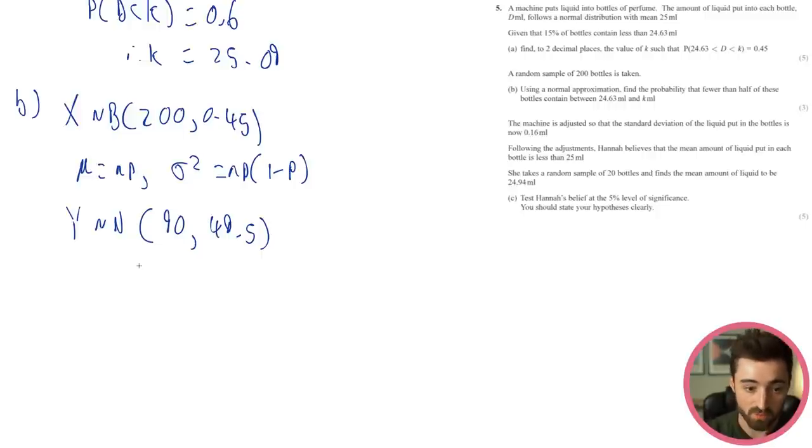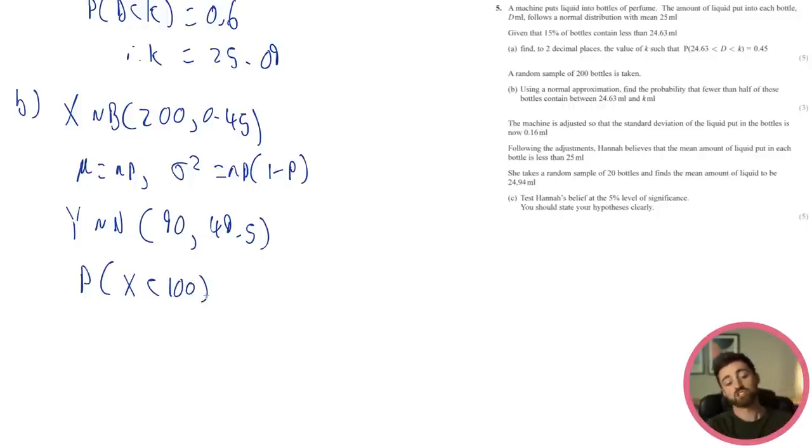Okay, so what do we now want? We want the probability that fewer than half of these bottles contain between these two numbers. So fewer than half, so fewer than the 100 essentially, right? So what I want is the probability that X is less than 100. That is essentially going to be 99 and below, right? So that's the probability that X is less than or equal to 99.